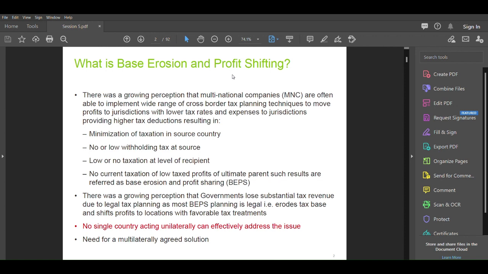There was a growing perception that MNEs were escaping tax and they were engaging in aggressive tax planning. And it wasn't illegal what they were doing, because they were avoiding tax by engaging in tax planning, and they were not involved in tax evasion. Can anyone say what is the difference between tax evasion and tax avoidance?